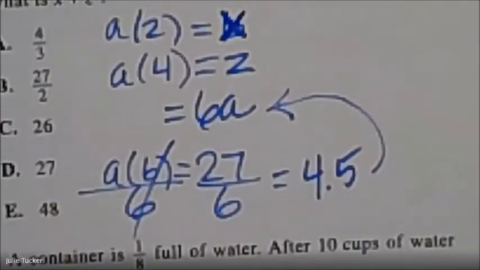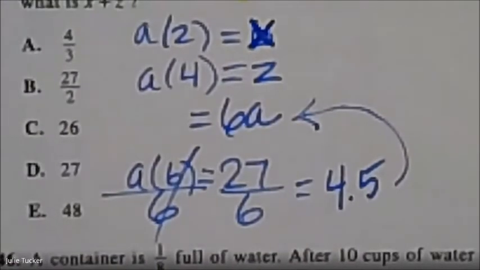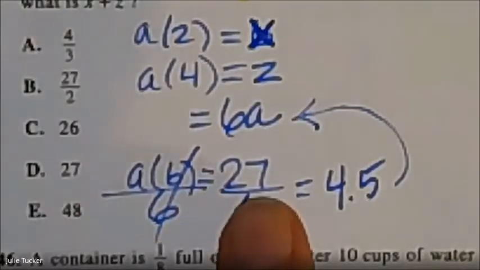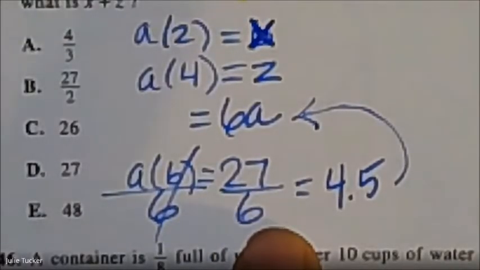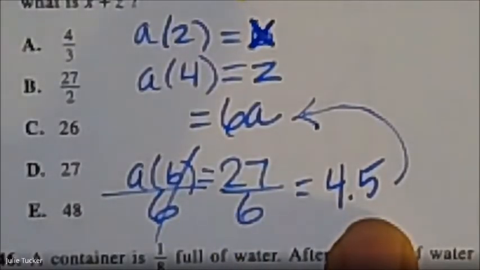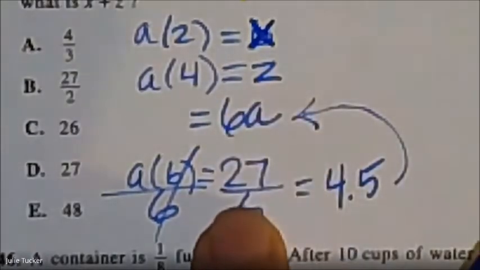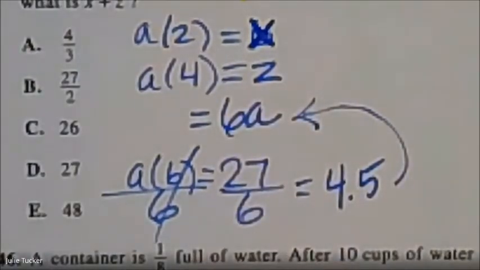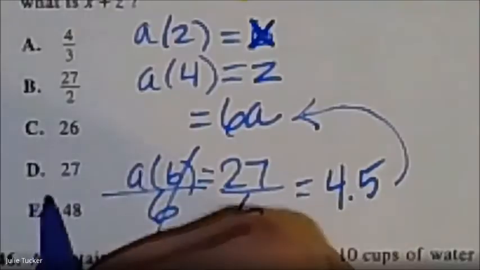Yeah, I actually already know the answer. It's 27. Because we just did 27 divided by 6 is 4.5. So I know if I go times 6 again, I'm going to get back to 27. Right? G. Yep.